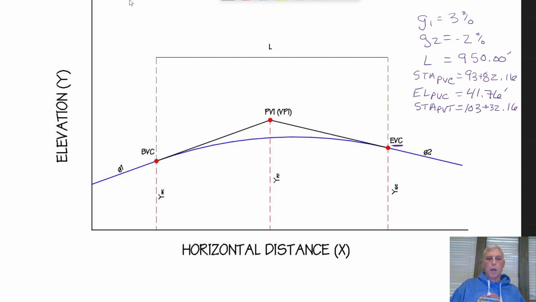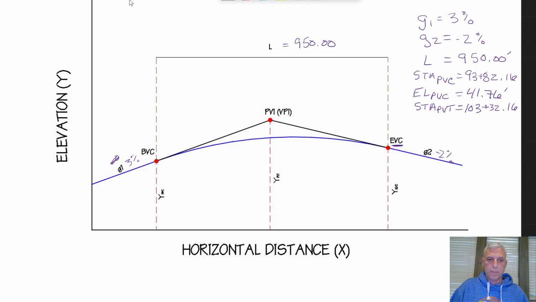Okay. So I could go through and label this. I don't want to take too much time. G1 is 3%, G2 is negative 2%, L equals 950. This is what you do on your paper.